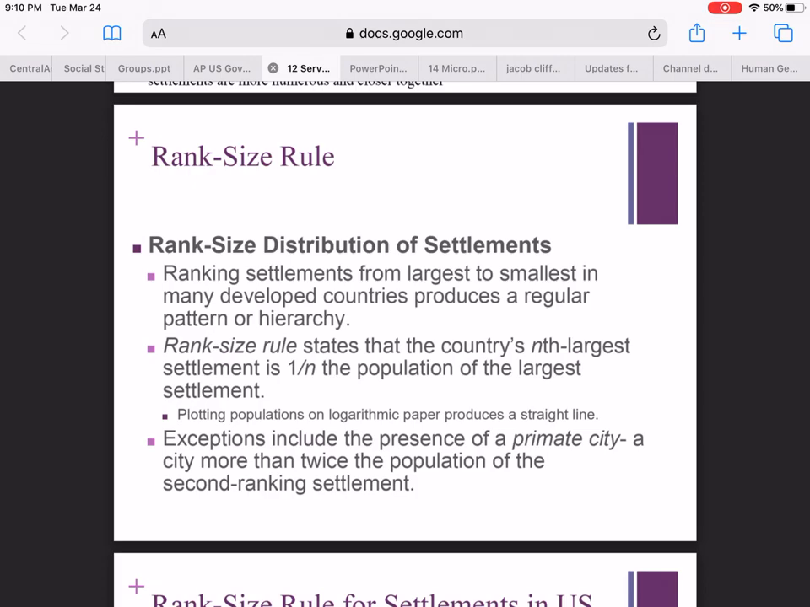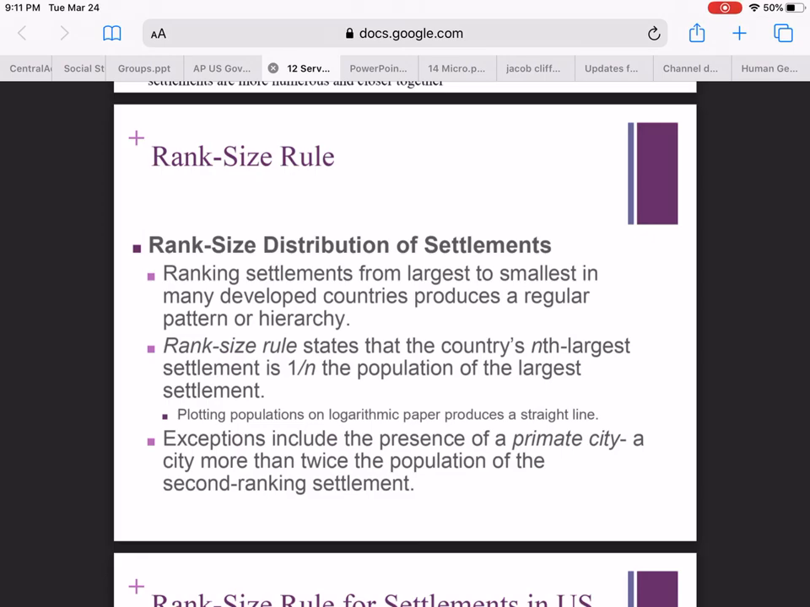But the best country that really shows this as an example is if you look up the population of the cities in Mexico. Mexico City is essentially a primate city because it has more than double the population of the next biggest city. But from there on out, the third biggest city, the fourth biggest city, the fifth biggest city, all roughly have a third, a fourth, a fifth the population of Mexico City. So generally most developed countries follow the rank-size rule.